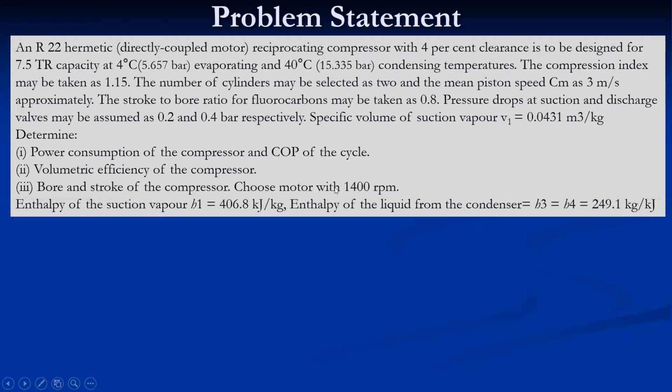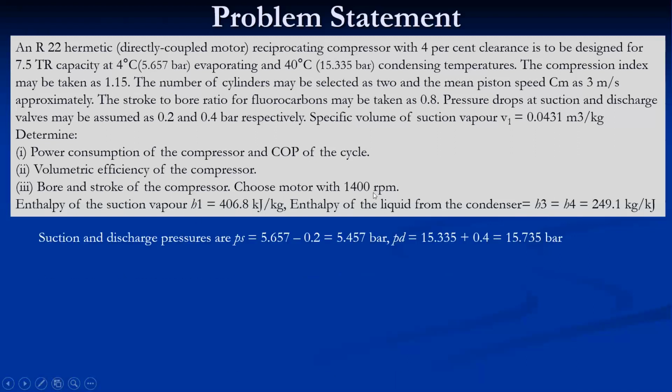Motor speed is given in this case as 1400 RPM. The enthalpy at the inlet of the compressor is given, and the enthalpy at the condenser outlet is given, that is H3, which is equal to H4. So by using these design conditions, we have to design the bore and stroke of the compressor. First of all, because there is a drop in pressure, the actual suction pressure is less by 0.2 than the evaporating pressure, which is 5.657.